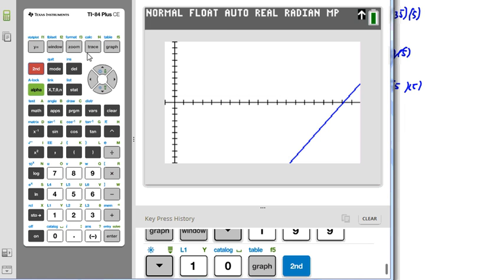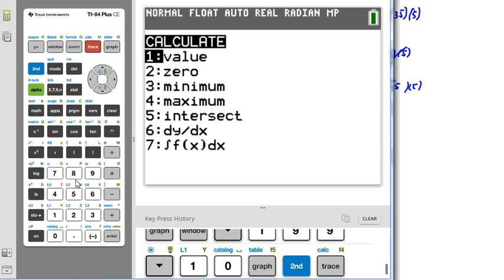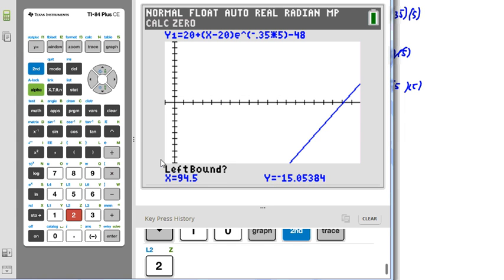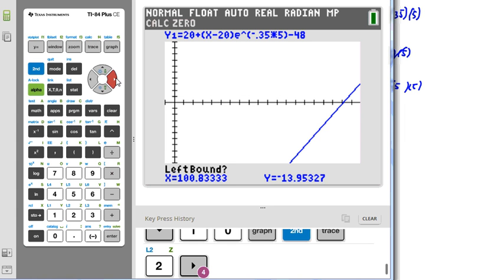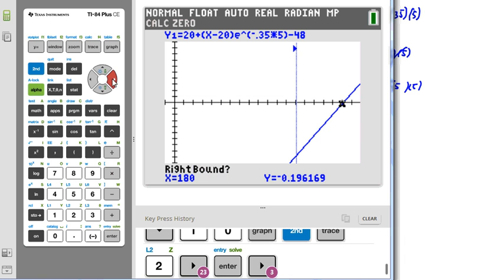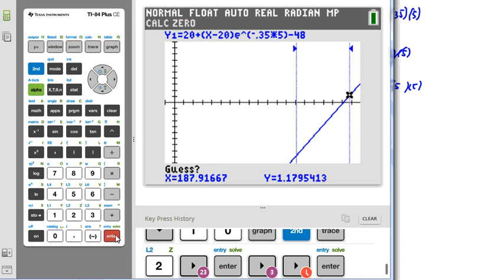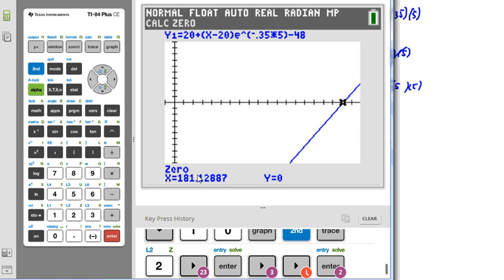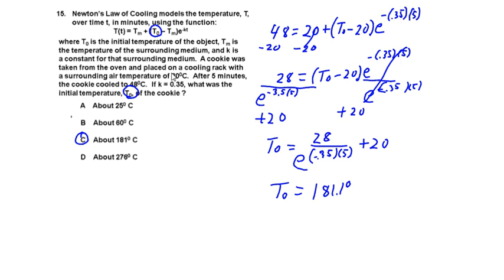You're going to go second trace, 0, right? Is that right, Mason? That's what you do? Yes, sir. So we want left bound. We go to left bound and press enter. Now it says right bound, question mark. So we go to the right and press enter twice more. What do we get? 181.1 degrees. So that's solving by graphing.